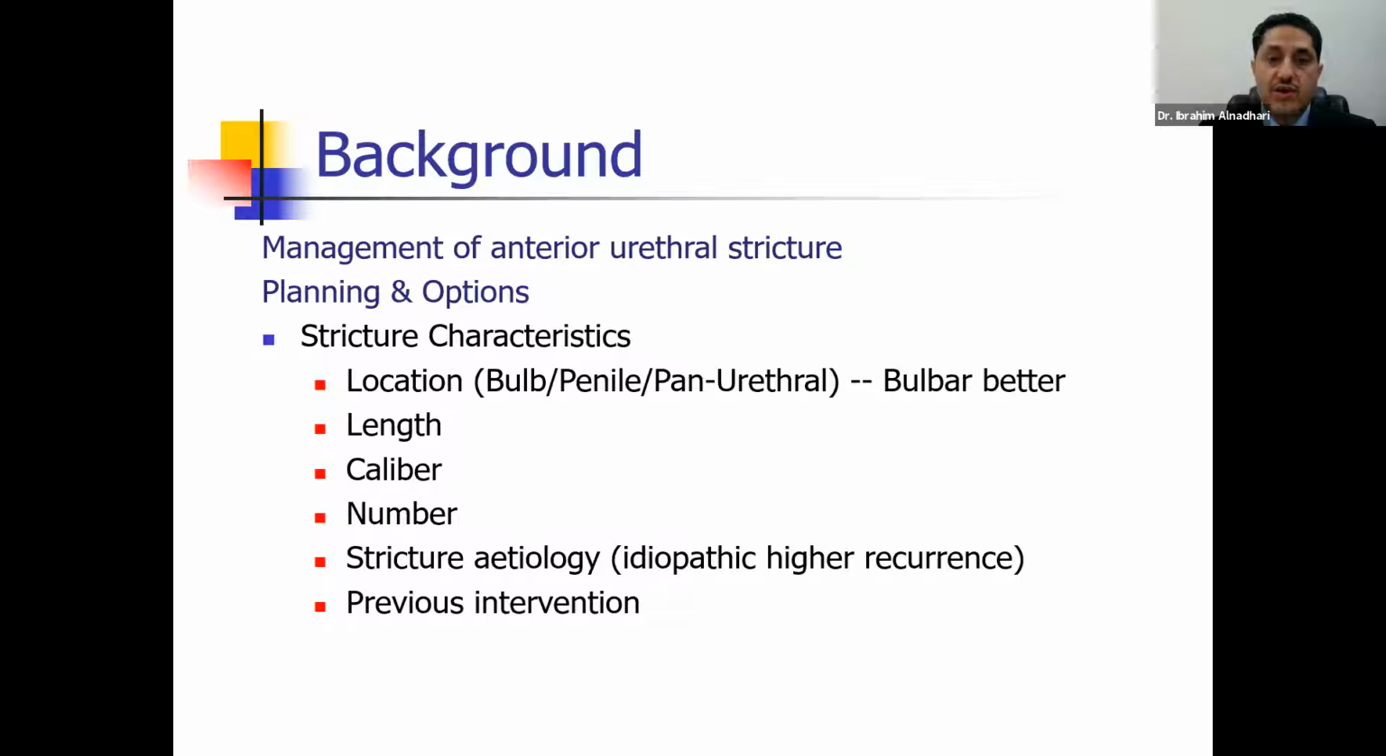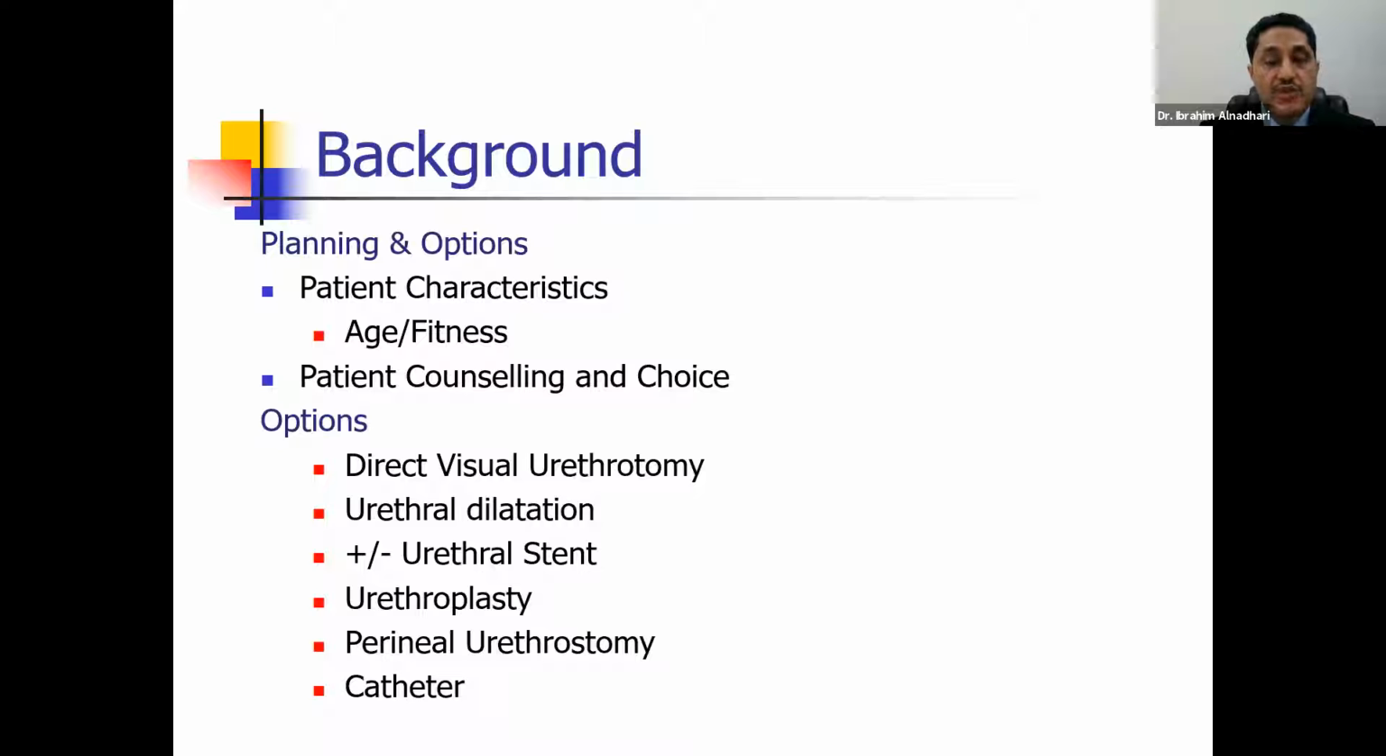And also for open surgeries. The caliber of the stricture is very important because it reflects the degree of spongiofibrosis, and more spongiofibrosis means higher risk of recurrence. The number of strictures is very important. Then the stricture etiology: it was found that idiopathic urethral strictures have a higher recurrence rate in comparison to the others, basically because we don't know the reason. And previous intervention, the number and the type of the intervention.